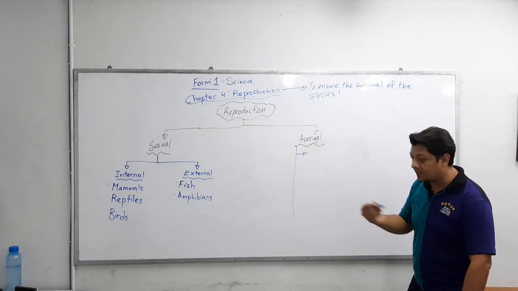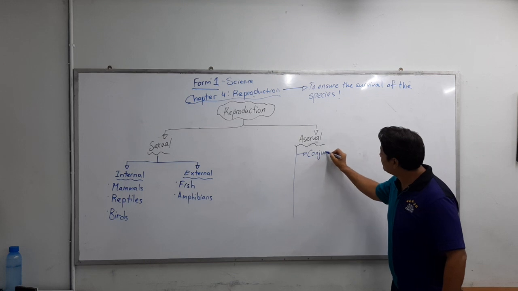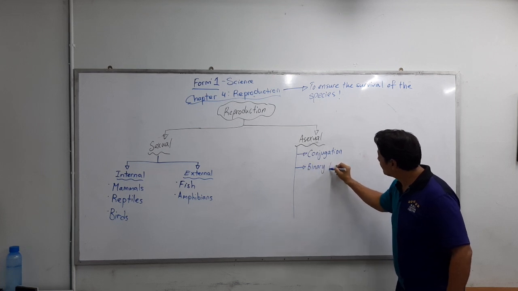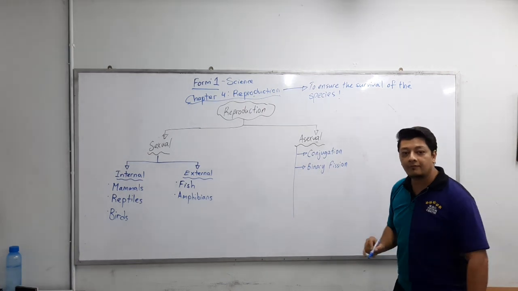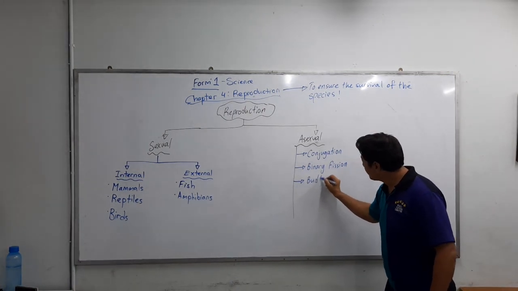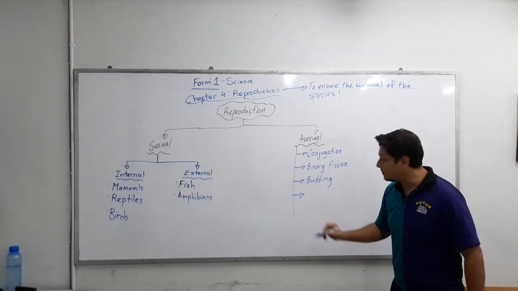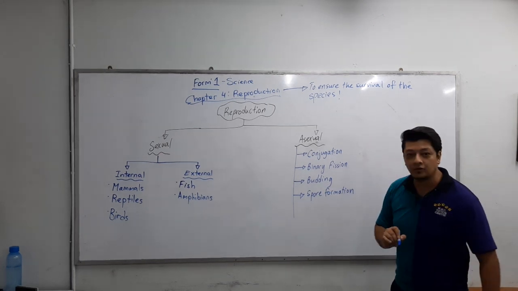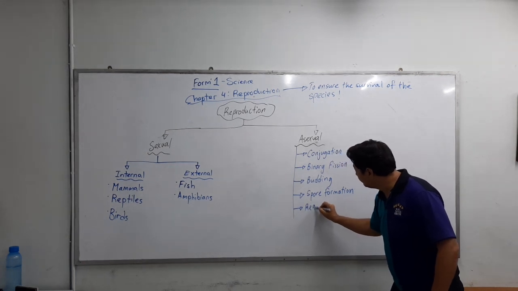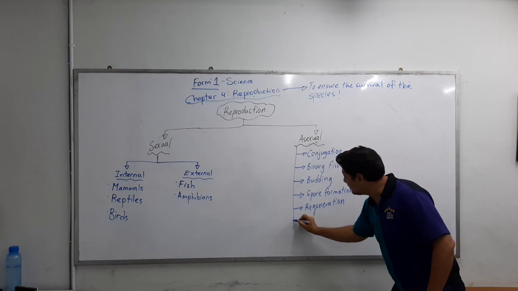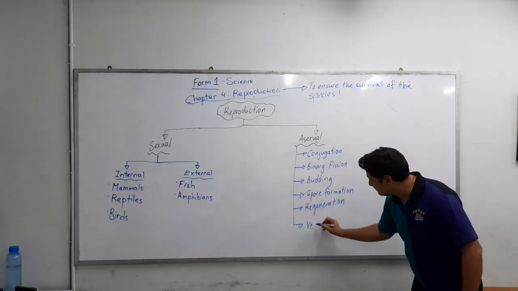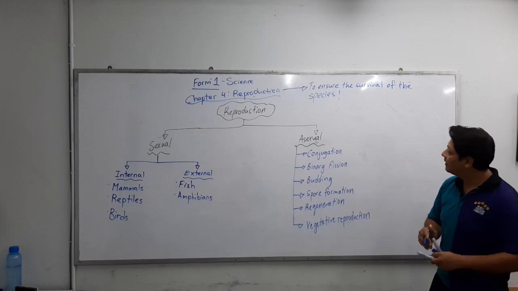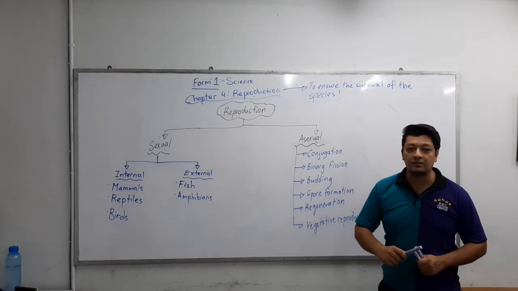Now there are 6 types of asexual reproduction. It can be divided into 6 groups. We have conjugation, binary fission, budding, spore formation, regeneration, and finally vegetative reproduction.